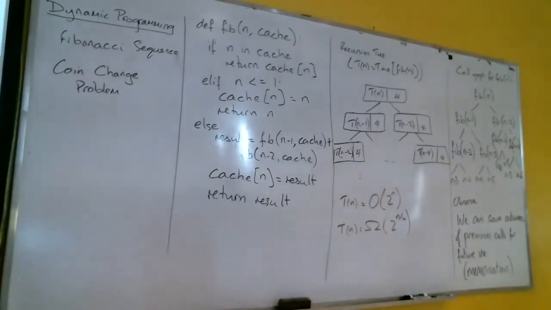The question up front was, wouldn't it just make sense to initialize the cache in the first place with just 0 and 1 at positions 0 and 1? Yeah, you could do that as well. That would work.